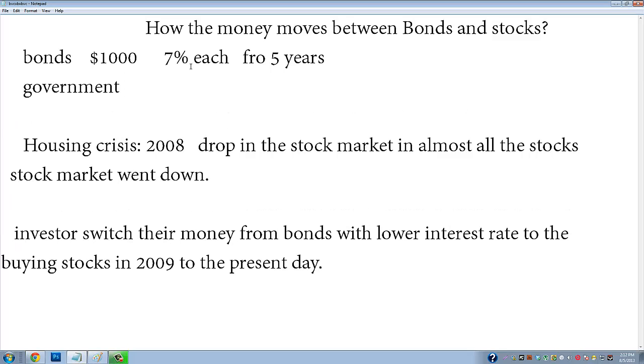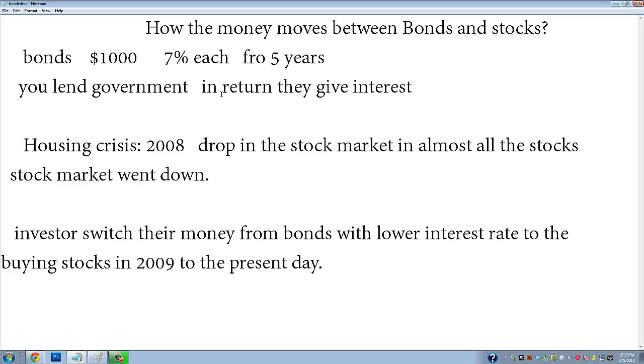How does it work? You lend the government money, and in return they give you interest. Okay, now this is the bonds.